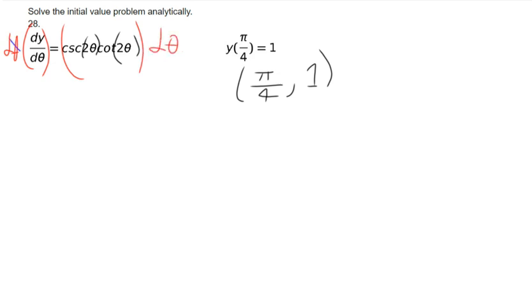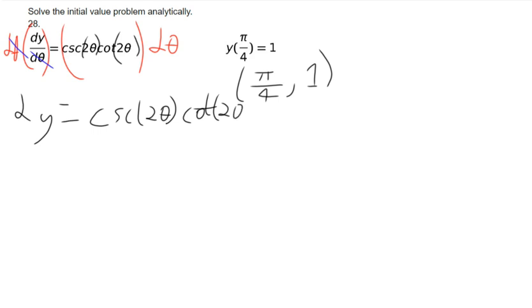Again, on the left, the d thetas cancel out. I have dy, and this will be equal to cosecant of 2 theta, cotangent of 2 theta, d theta. And now I have dy on the left, d theta on the right. I can integrate both sides. So I'll do that. I'll say integrate, and the integral of dy, as we know, is going to be y plus c1.